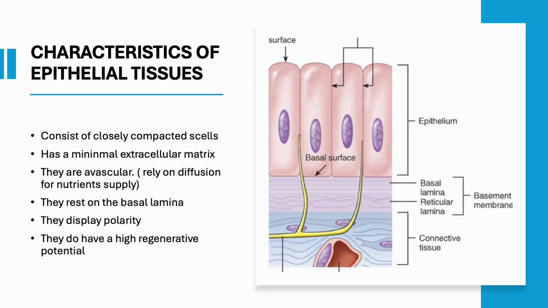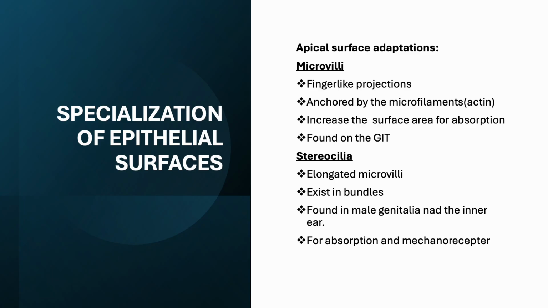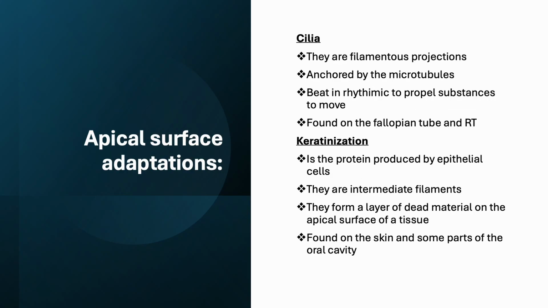The specialization of epithelial tissues. The apical surface adaptation has microvilli, which are finger-like projections anchored by microfilaments that increase the surface area for absorption, especially in the GIT. Stereocilia are elongated microvilli existing in bundles, found in male genitalia, the inner ear, for absorption and as mechanical receptors. The cilia are filamentous projections anchored by microtubules. They beat in a rhythmic way to propel substances, as we discussed in our introduction lecture, and they are mostly found in the fallopian tubes.